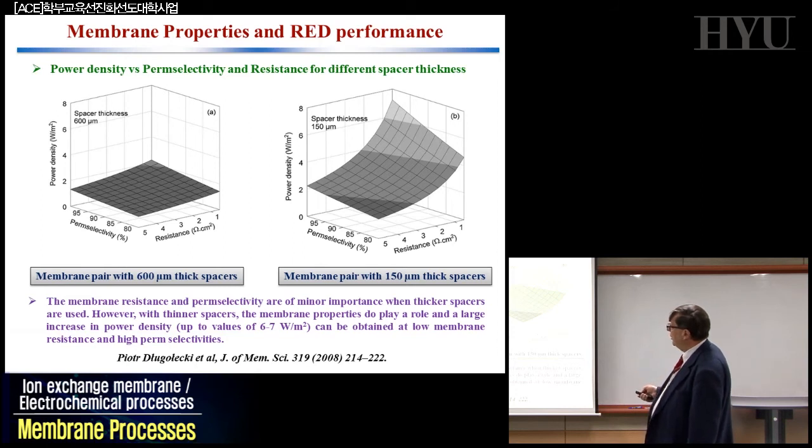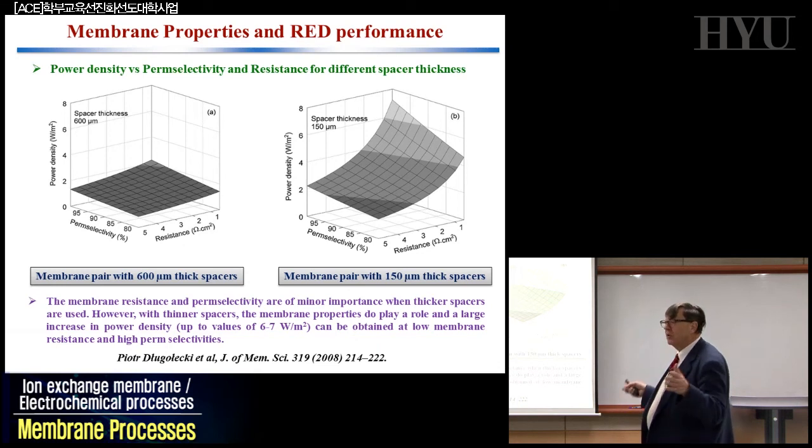By changing the spacers, changing the assembly of your system, going from 600 micron to 150 micron, you can have very different values of the power density as a function, for example, of the permselectivity. And that is not related to the membranes, it's related to the difference in the spacer. That's related to the concentration profile that you are going to create. The membrane resistance and permselectivity are of minor importance when thicker spacers are used. If the spacers are becoming thicker, these effects are less important.